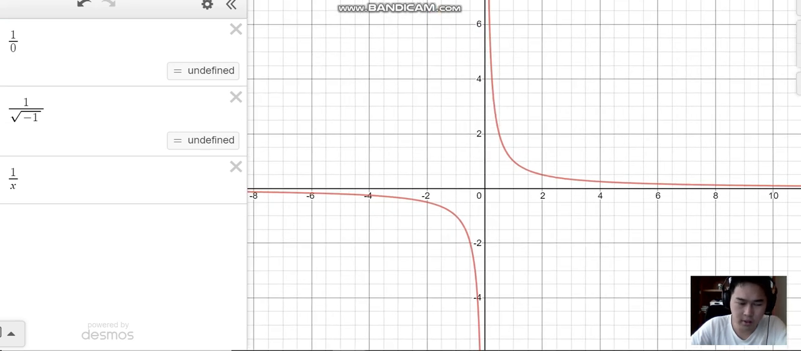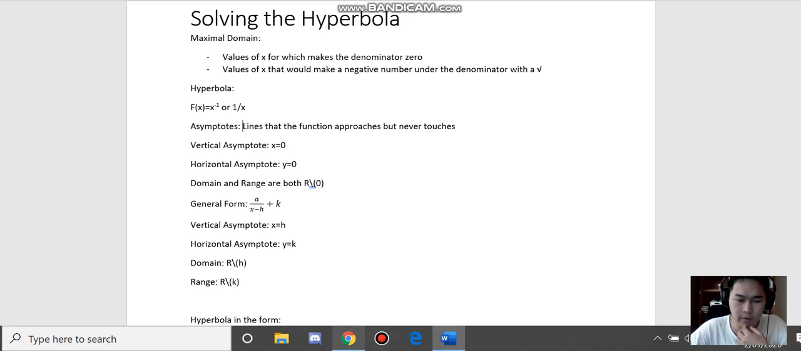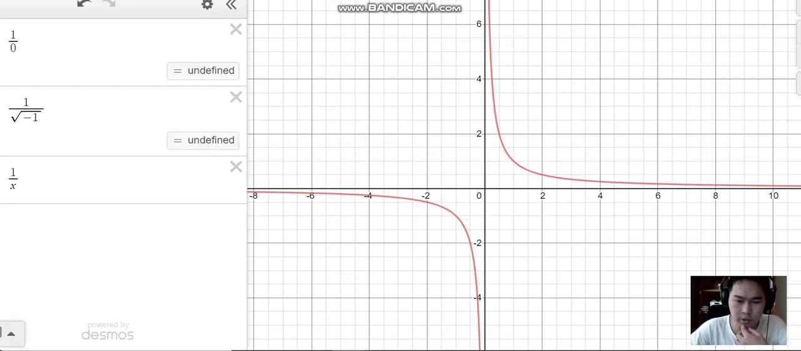So for this function, f of x equals 1 over x, there is a vertical asymptote at x equals 0, and a horizontal asymptote at y equals 0. Quick refresher of domain and range. The domain is the x values the function can take, and the range is the same for y. Both are real except 0, because you can't actually get 0 for either of these.